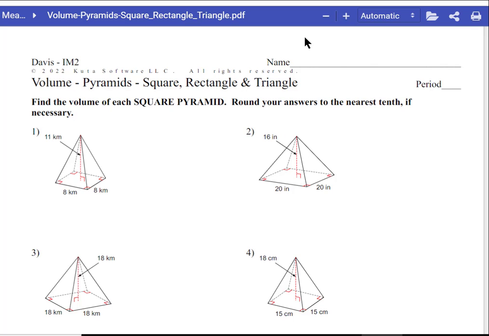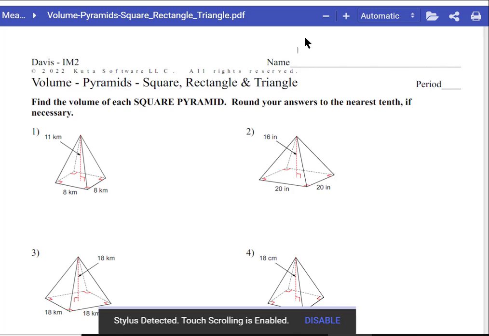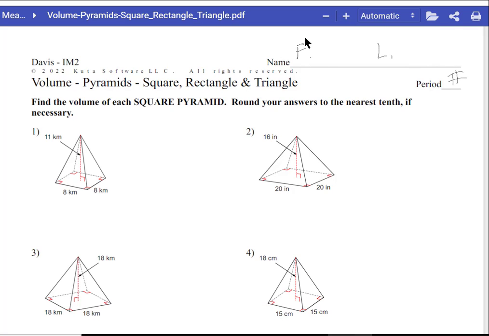We're going to be discussing the volume of square, rectangle, and triangle pyramids. Make sure you put your first name and your last name at the top, as well as your period number, please. Now, just remember that we're going to find the volume of a pyramid.